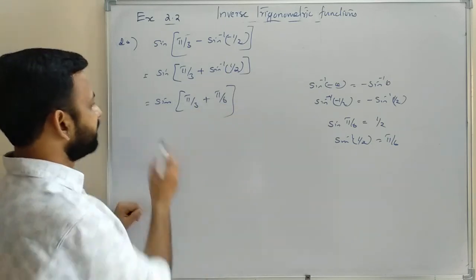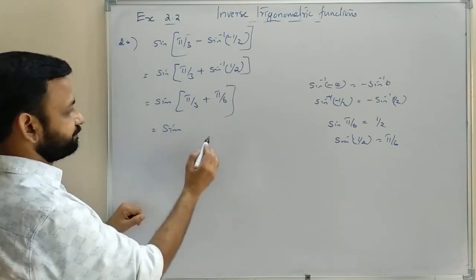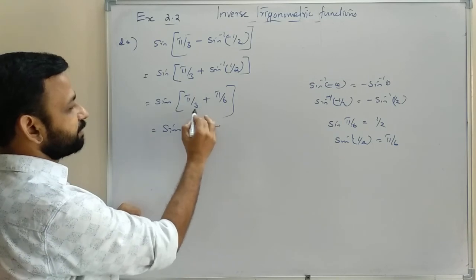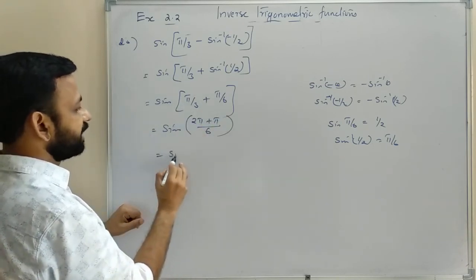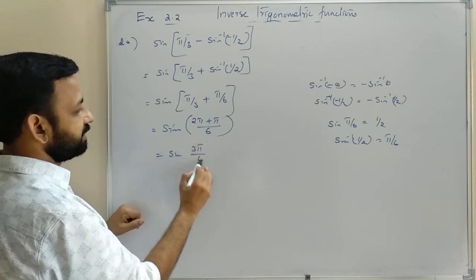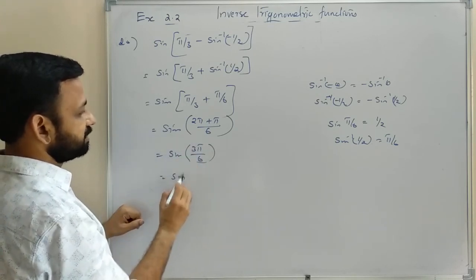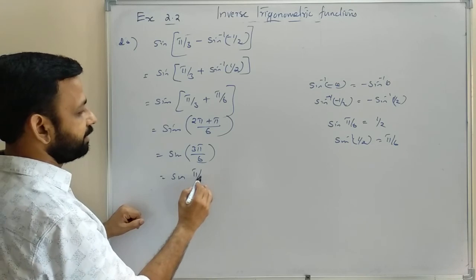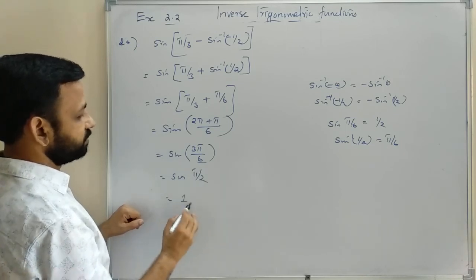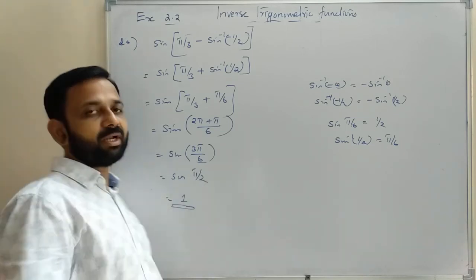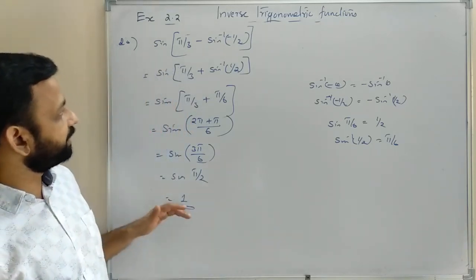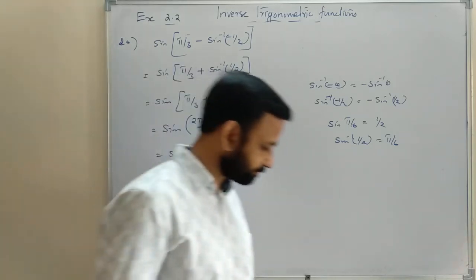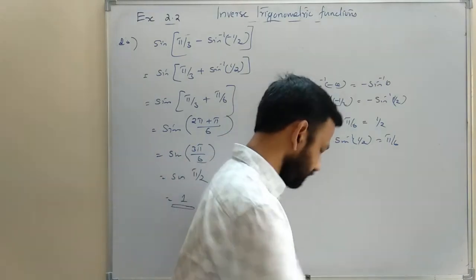Now we can simplify this one. That is sin, LCM 6: 6 by 3 is 2, so 2π plus π, that is sin 3π/6. The 3 and 6 cancel, giving π/2. Sin π/2, sin 90, that is 1. So we got the value: sin π/2 is equal to 1. We have one more question.